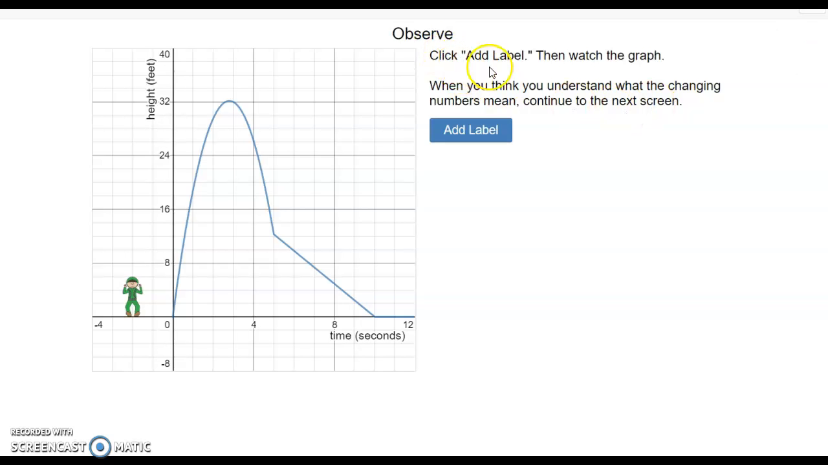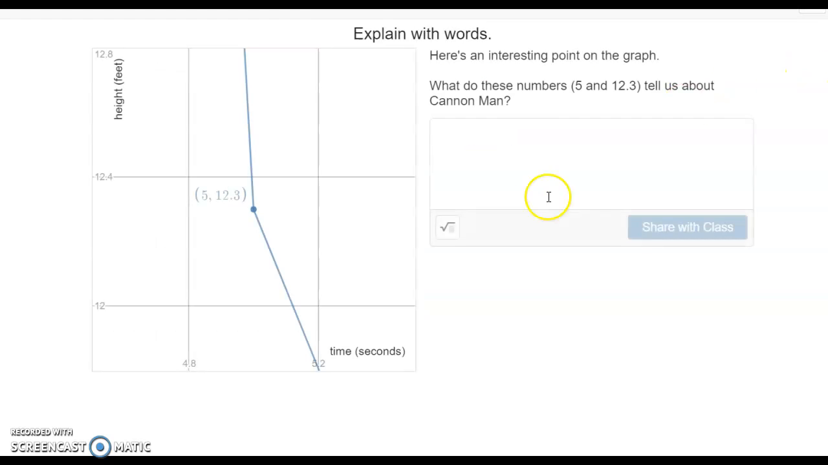In a second, I want you to click the Add Label button and then watch the graph. When you think you understand what is changing or what the numbers mean, you can continue to the next slide. So if I push this, you can see that there's two sets of numbers, one in the X and one in the Y. What do you think those numbers mean? Remember, we're going to move to the next slide once we think we know what they mean. And it's okay if you don't. Remember, we're just learning.